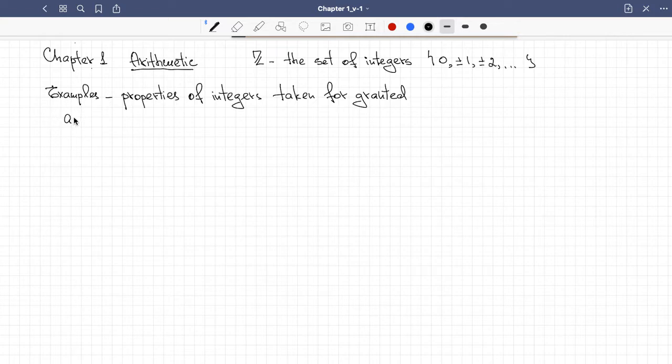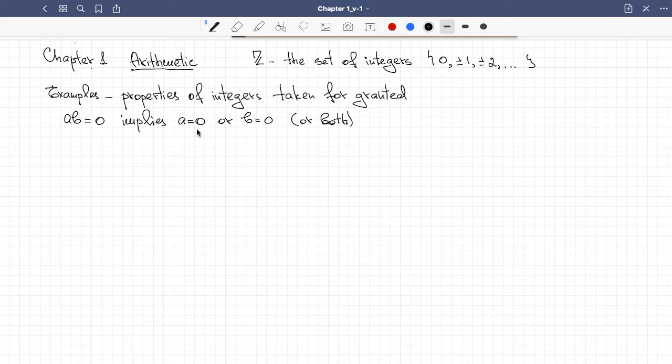Here is a, b for two integers a and b. If the product ab equals 0, this implies a is 0 or b is 0, or both. It implies that at least one of them must be 0.